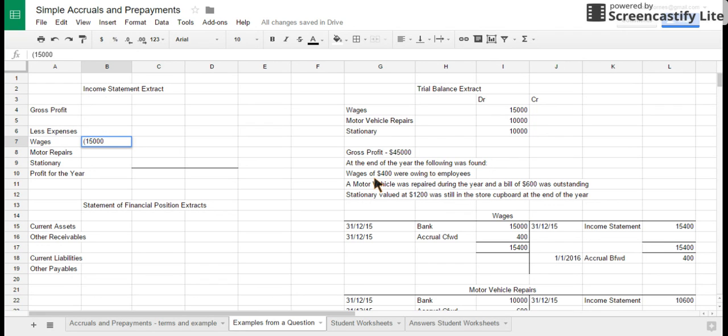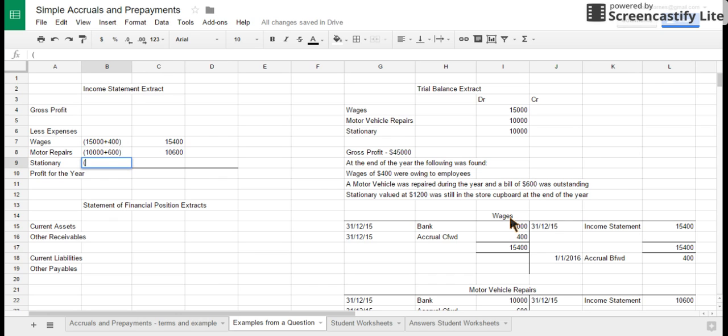Rule of thumb, accruals add, they both start with A. I need to add on $400 of extra expense for this year, so the total expense for wages is 15,400. Motor repairs were 10,000. I haven't yet paid $600 worth of motor repairs, so I'm going to add them on. So my total for motor repairs should have been 10,600.